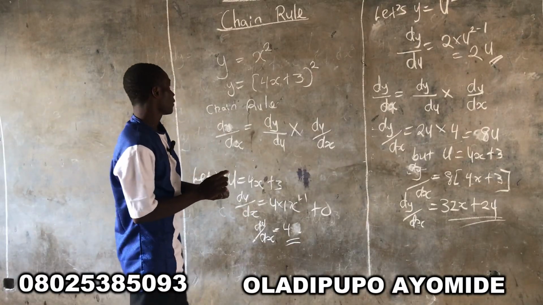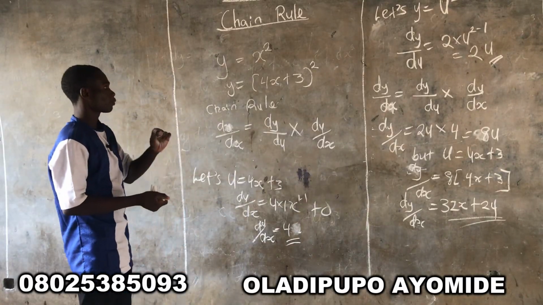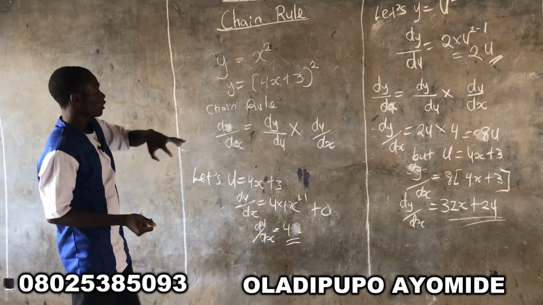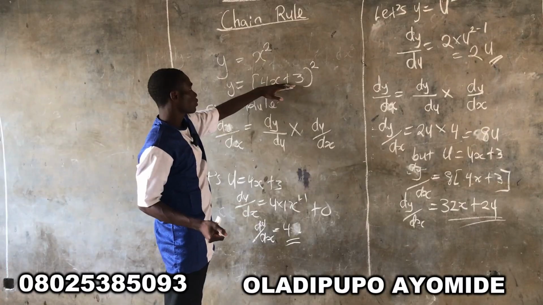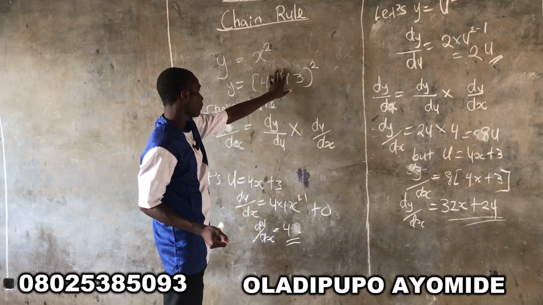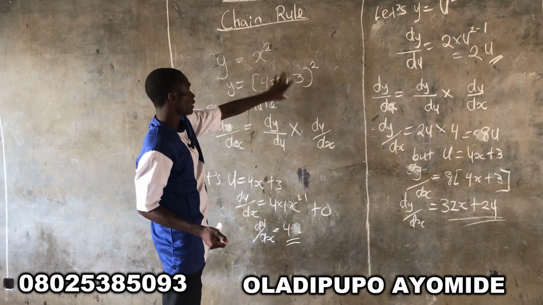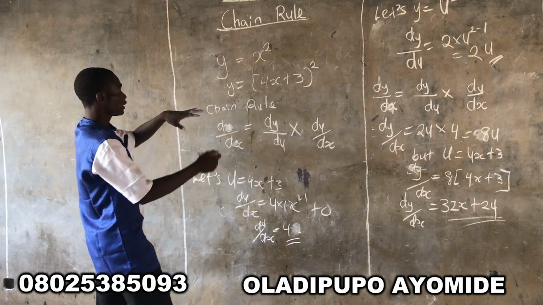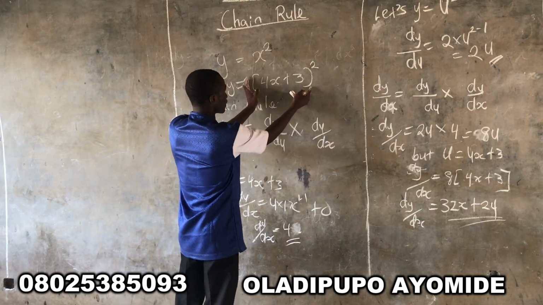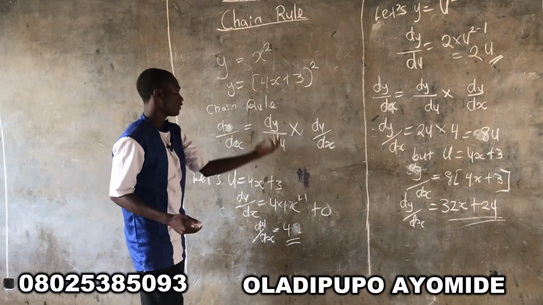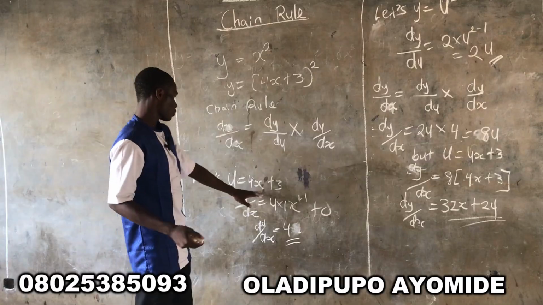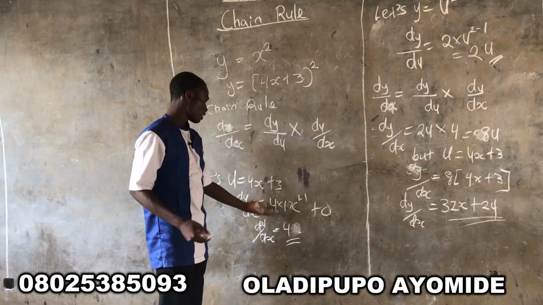This is just the idea about this chain rule. The first thing is, you have to differentiate the internal part, the inner, then differentiate the outer part, and then multiply by the derivative. So we have to differentiate the inner.